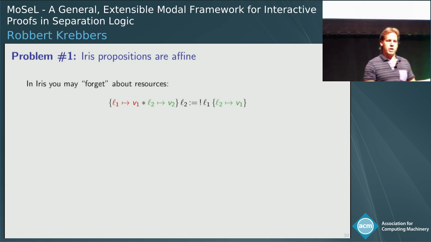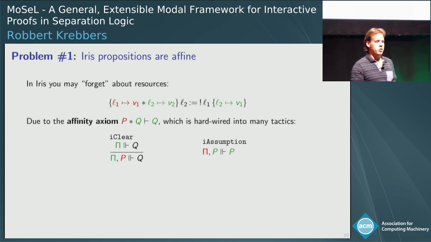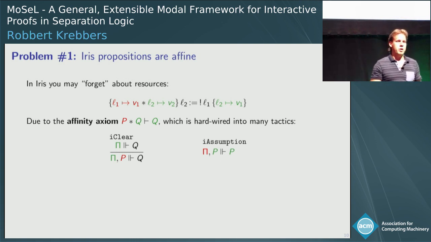This thing is provable in Iris, and in some languages you may not want this to be provable, because you may want to be able to precisely account for the resources that are being used. And here we are just forgetting about the location L1. The reason that you can do this in Iris is because it has this axiom hardwired in: P star Q entails Q, which basically means you can always forget about some resources.